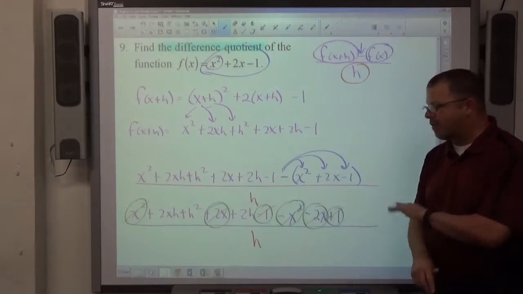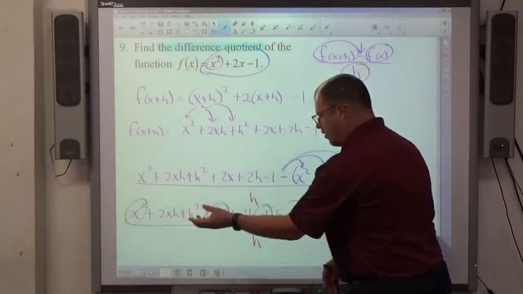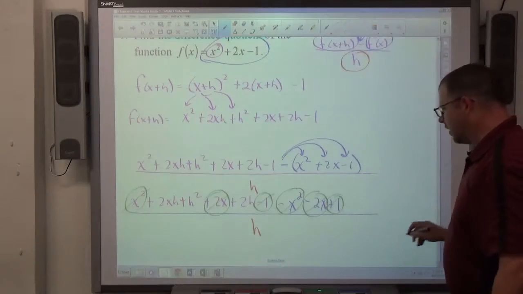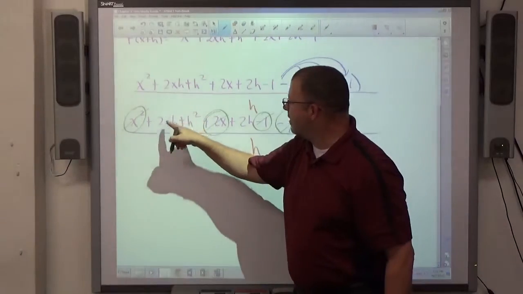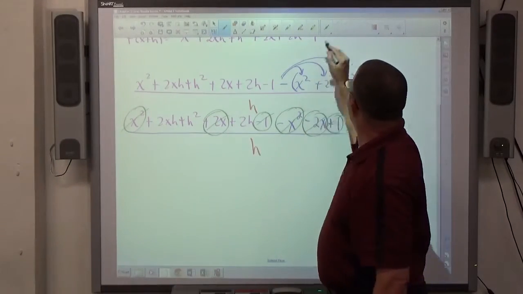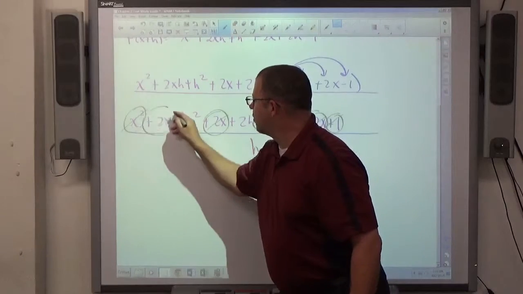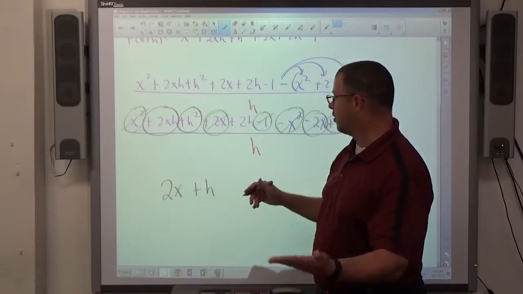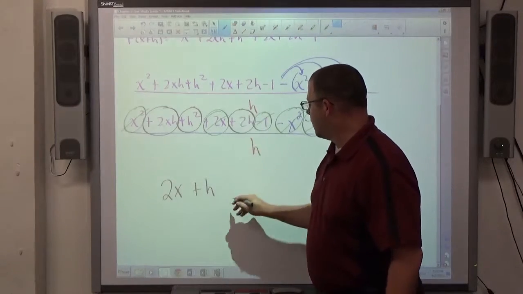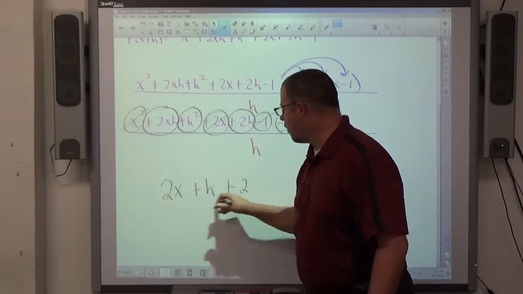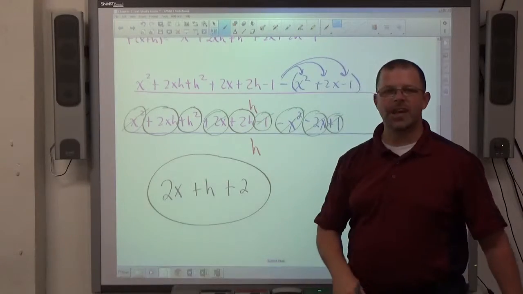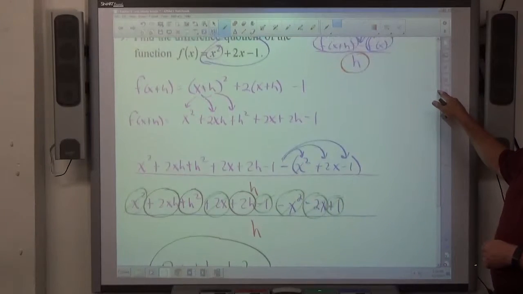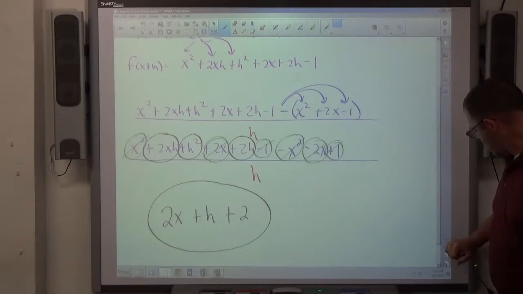So everything of f of x that exists in f of x plus h is going to be canceled by subtracting the f of x away. The leftover pieces all contain the letter h. So if I divide this and this and this and this all by h, I'm going to be left with, from this term, just 2x because the h disappears. From this term, plus h, because one of the h's disappears, the other one sticks around. From this, plus 2, because the h disappears. All that goes over 1. Over 1 doesn't have to be written, so 2x plus h plus 2 would be the difference quotient of x squared plus 2x minus 1.